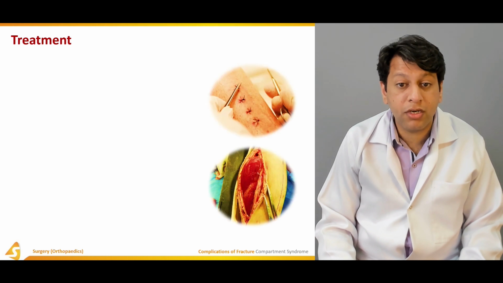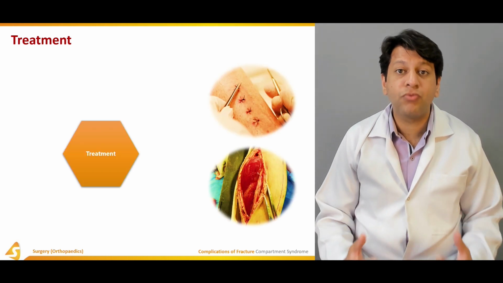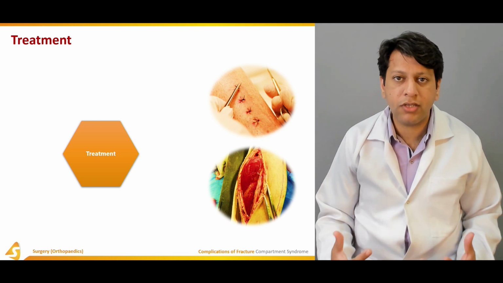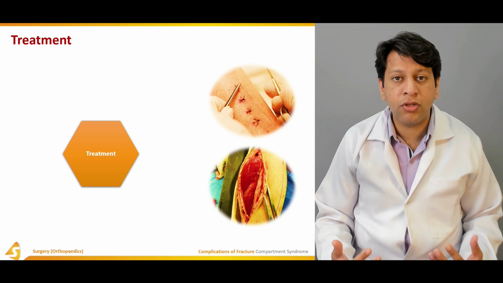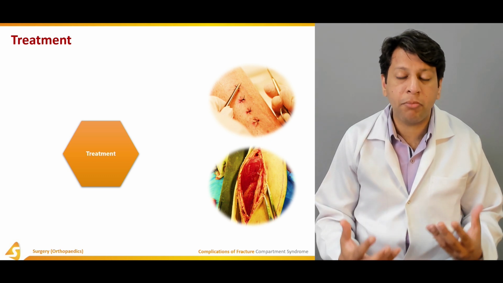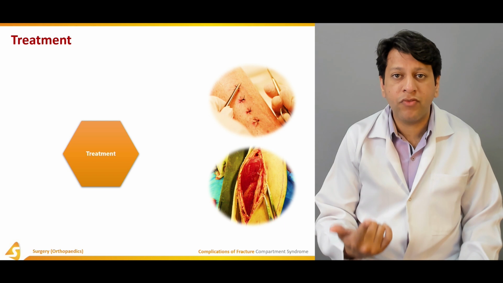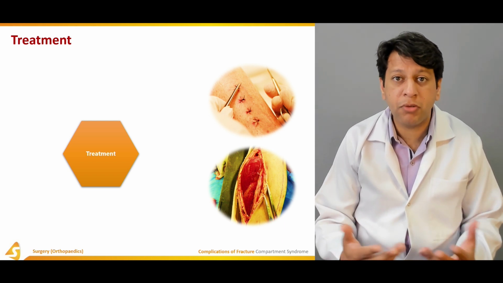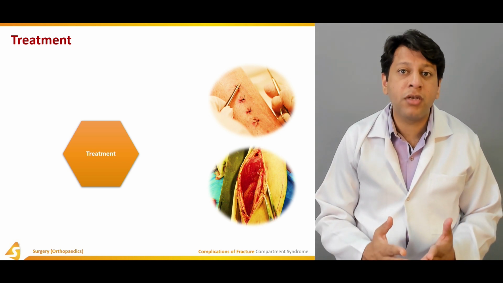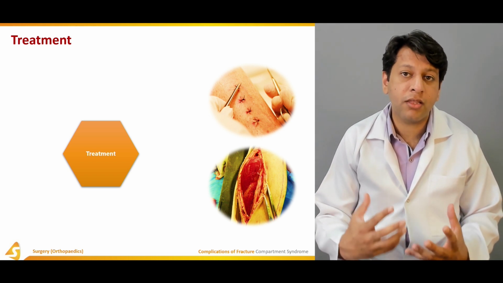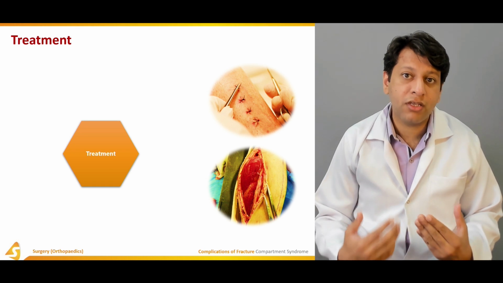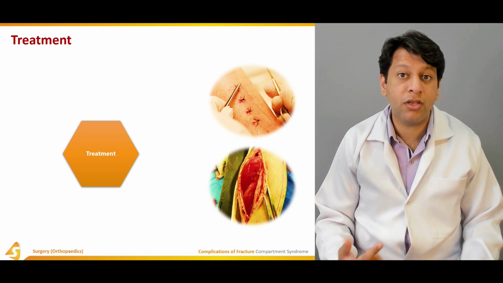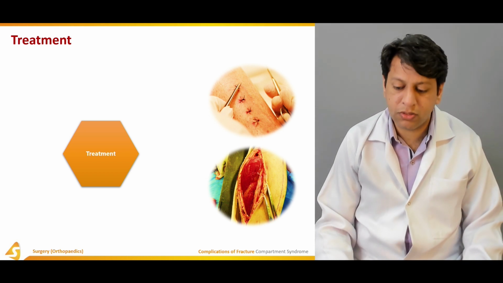Now coming to the treatment. Treatment first and foremost starts with picking up the compartment syndrome. Whenever there is a fracture, you must keep in mind that there could be an associated developing compartment syndrome, especially if there is swelling. If the patient's pain is not settling down despite simple painkillers, and you have splinted the fracture, there's a lot of swelling and the pain is not settling down, then your brain needs to know that there could be an underlying developing compartment syndrome.